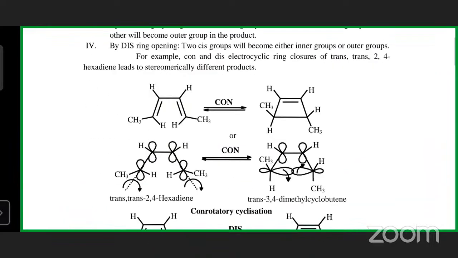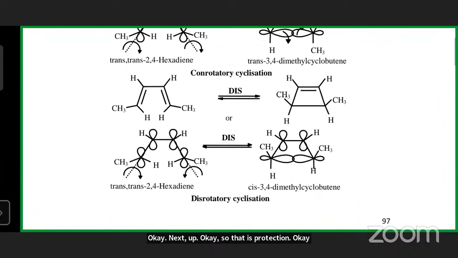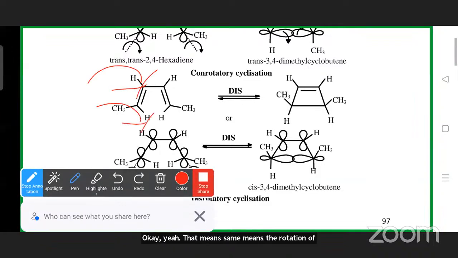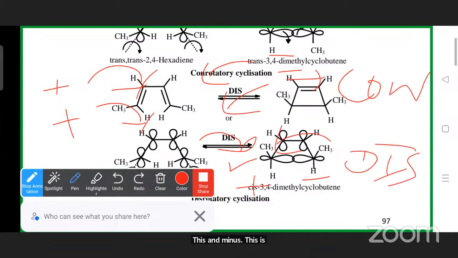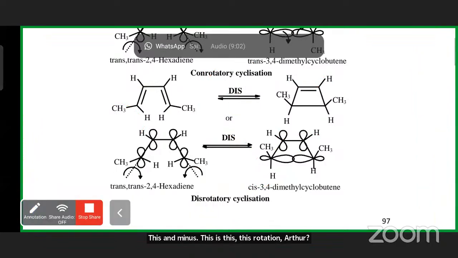Next, the disrotation. Here, disrotation means one is in the clockwise direction and the other is in the anti-clockwise direction. This means a different type of rotation takes place. Con means same: rotation of the orbitals in the same direction, either clockwise or anti-clockwise. And dis means the opposite direction. This is clockwise and this is anti-clockwise, this is plus, this is minus. Here it is either plus, plus or minus, minus for conrotation, and plus, minus for disrotation. Two types of rotations are possible.